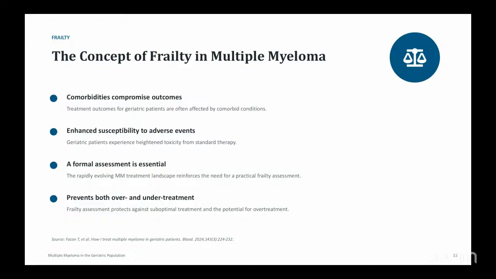Instead of seeing a frail patient and withholding the treatment out of fear of them developing severe side effects or toxicity or having functional decline, the frailty assessment should help us determine how intensive treatment should be and which toxicities we need to anticipate and prevent. In some cases, we can even reduce the intensity of the treatment or reduce the dose according to the frailty score. In other words, frailty assessment in multiple myeloma helps us avoid both overtreatment and undertreatment of patients.